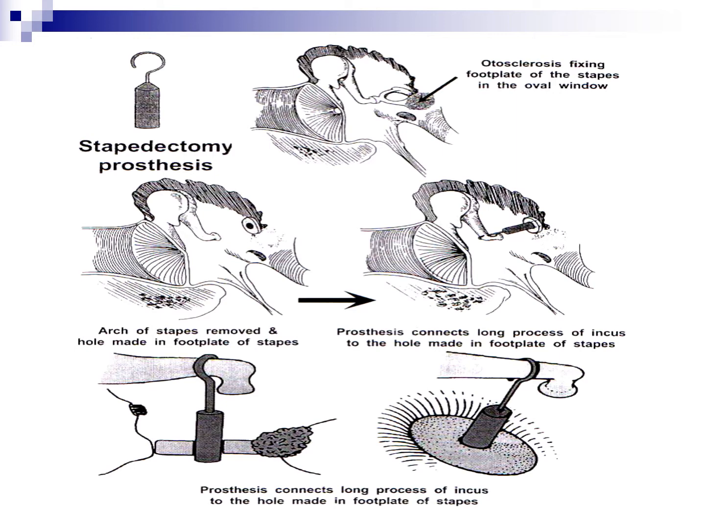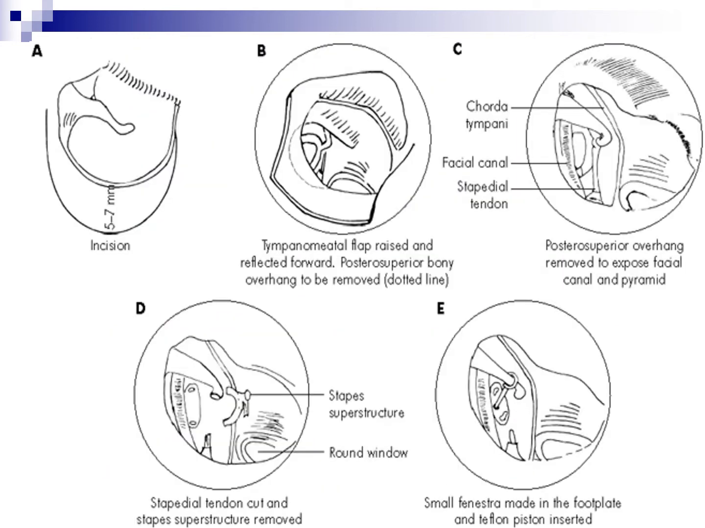mobility of the stapes footplate. Then we remove the head and neck and the two crura of the stapes, and we create a hole in the stapes footplate, and normally we put in the artificial prosthesis. We attach the top end of the prosthesis to the long process of incus, and we normally test the mobility of the Teflon piston after insertion. And you can clearly see here how we do it in terms of incision.